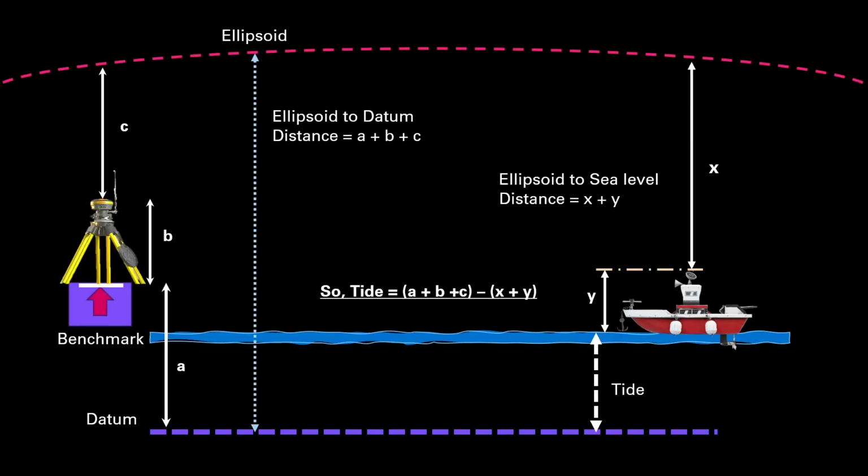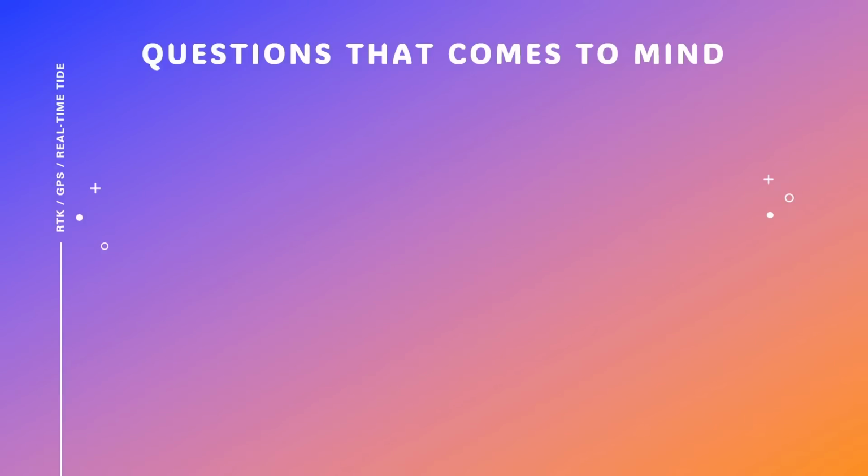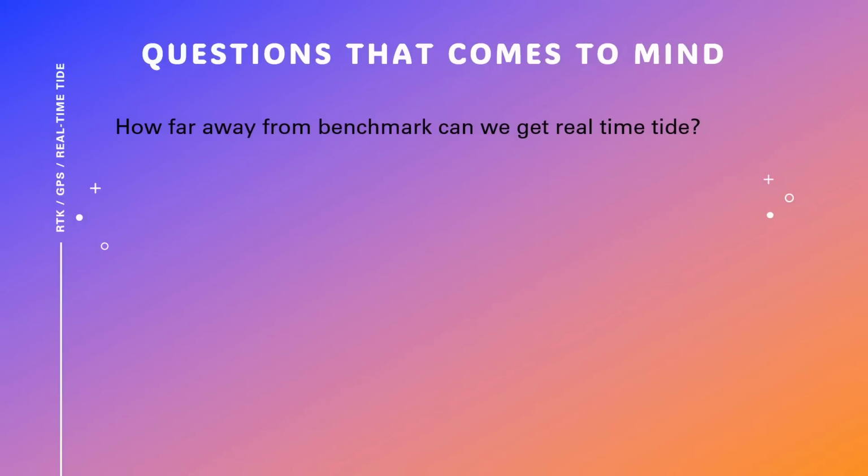So as the boat is carrying out a survey, it can find the tide if we know the ellipsoid to datum distance. Now there are a few questions that come to our mind. How far away from a benchmark can we get a real-time tide? Well, normally 4 to 5 kilometers is good enough, but as per the AMHs, we can actually survey up to 15-16 kilometers from the tide station.